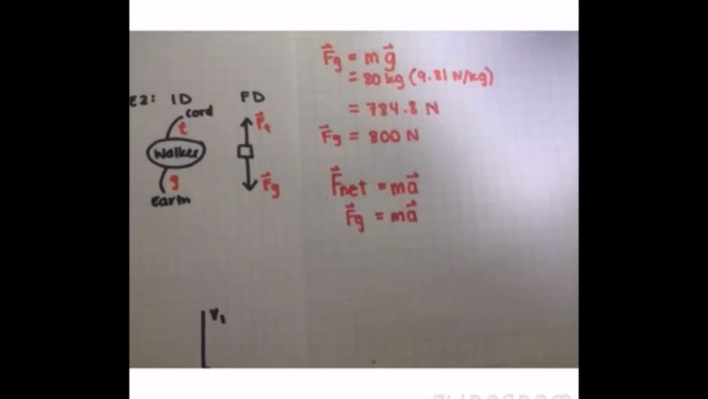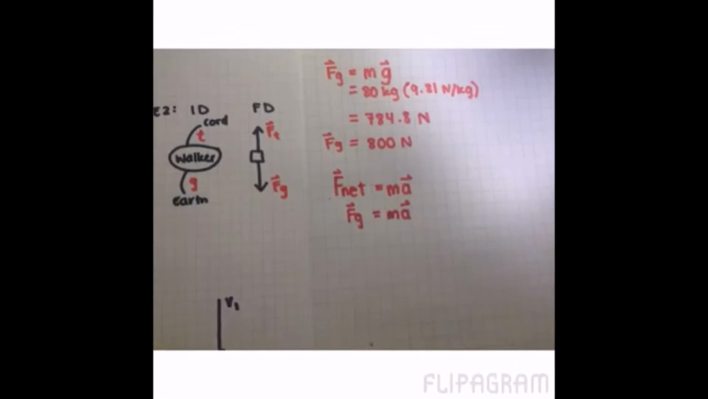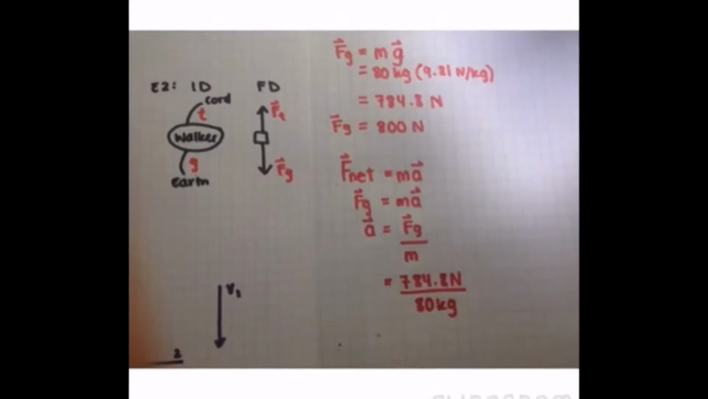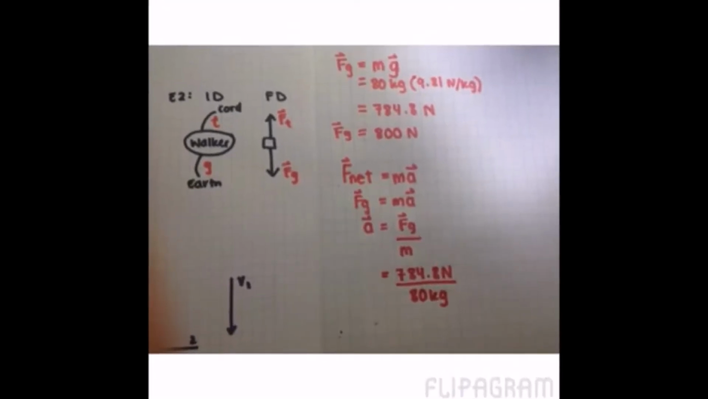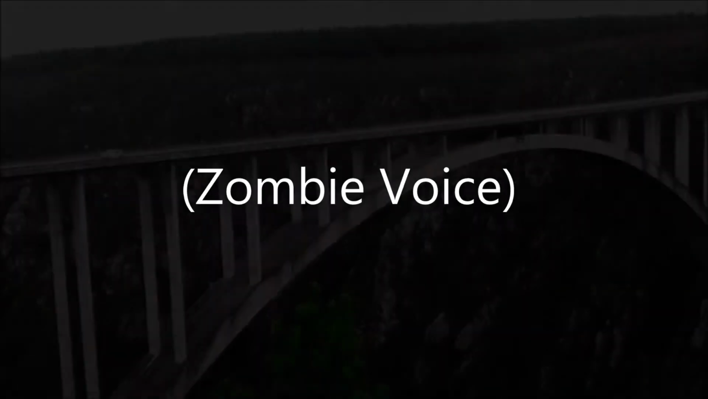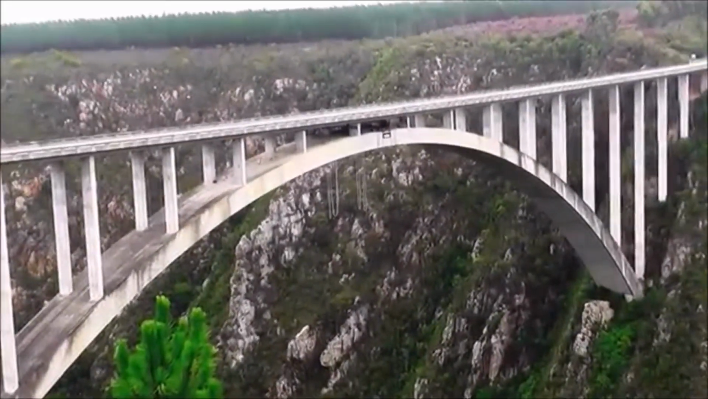As you can see, using the net force formula, the acceleration is the same value as the gravitational field strength that we had used in the previous calculation. This proves that this motion is a free fall motion. What if the bridge was 216 meters high?